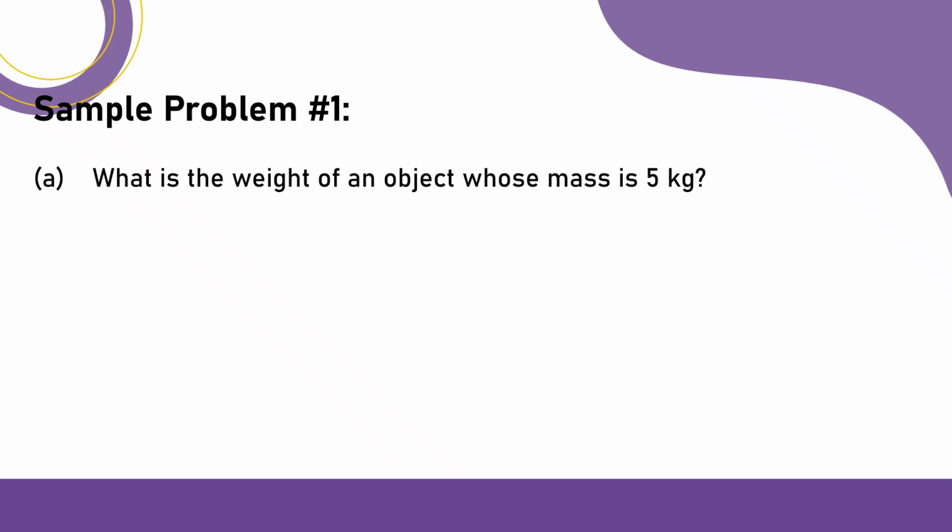What is the weight of an object whose mass is 5 kilograms? To solve this, we are going to use the formula force or weight is equal to mass multiplied by gravity. Substituting our values, the weight of the object is 5 kilograms multiplied by 9.8 meters per second squared. Hence, the weight of the object is 49 newtons.